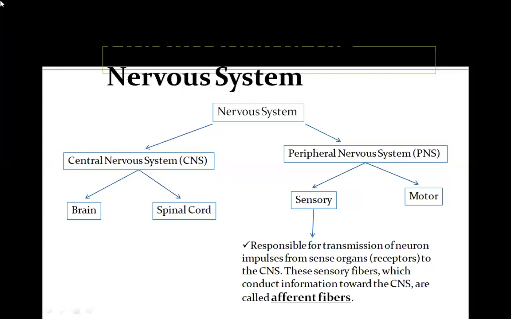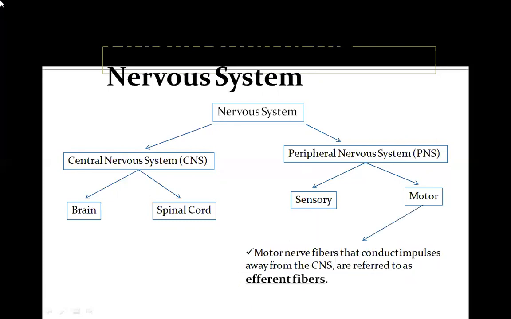And where it will be transmitted? It will be transmitted from the sense organs to the central nervous system. These sensory fibers which conduct information towards the central nervous system are called afferent fibers. मतलब जो sensory fibers हैं, which will be sending the information towards the central nervous system, उसको हम लोग क्या बोलते हैं, it is called an afferent fiber.